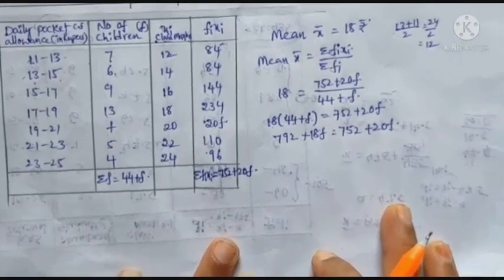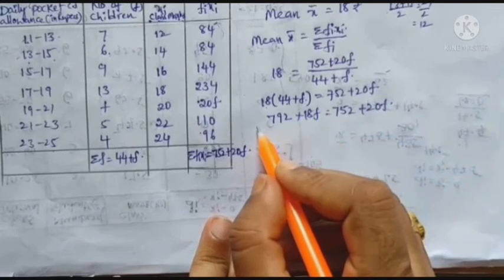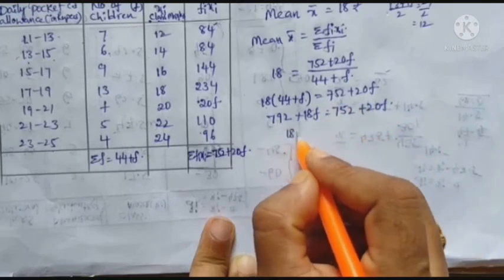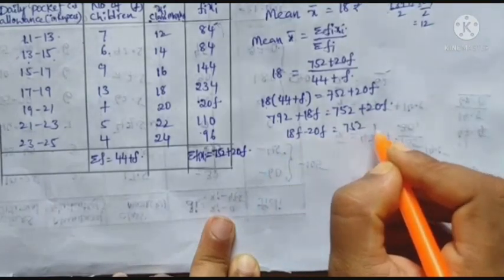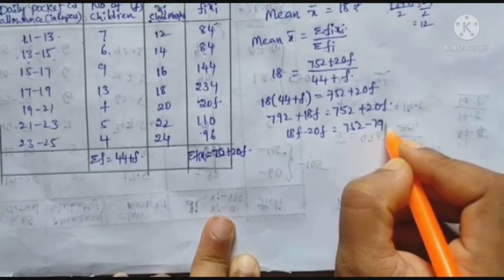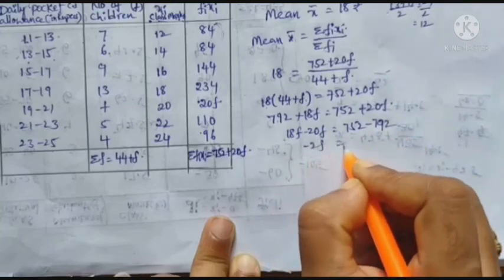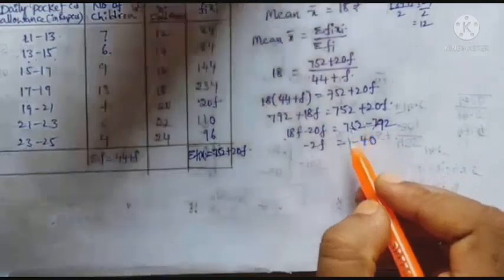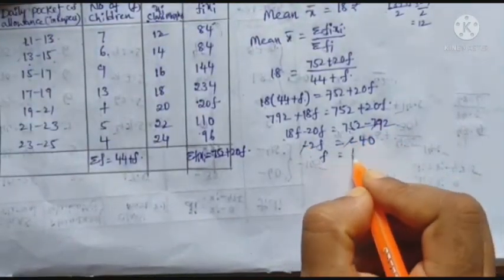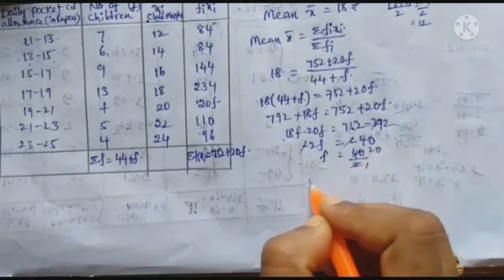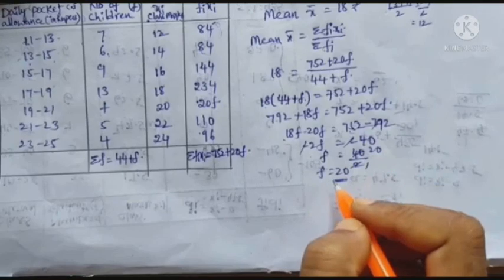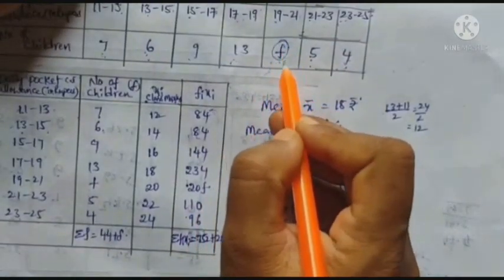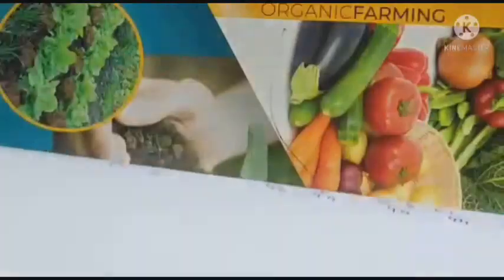We transpose the variable terms to one side and the constants to the other side. So 18f minus 20f is equal to 752 minus 792. 18f minus 20f is minus 2f. 752 minus 792 is minus 40. We can cancel the minus signs. f is equal to 40 by 2. 2 twenties are 40, so f is equal to 20. So 20 is the missing frequency f. The f value is 20.